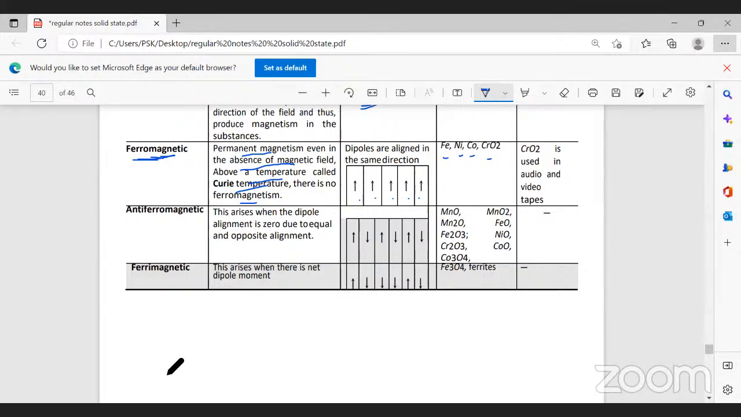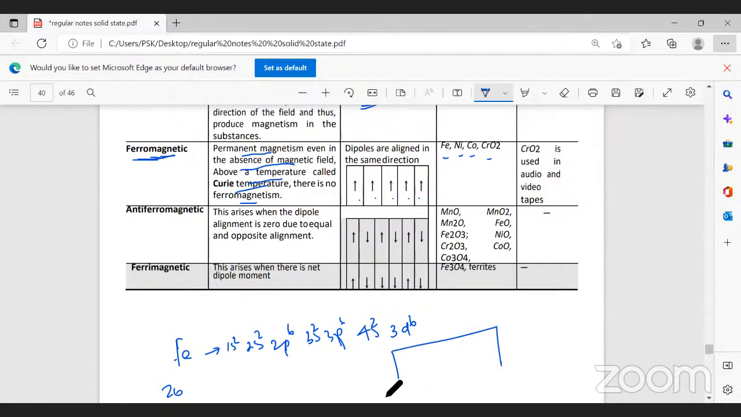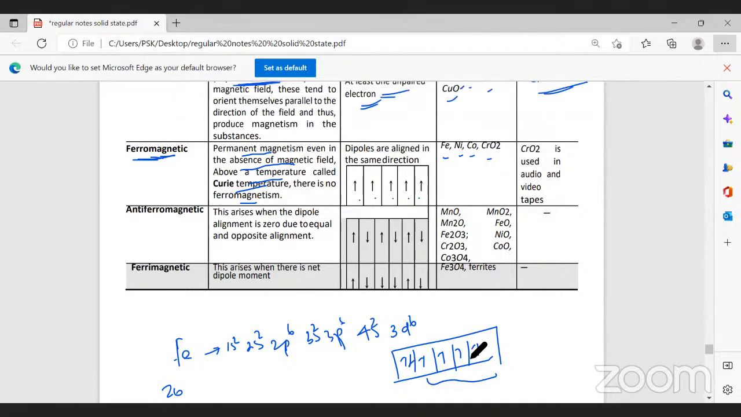For an example, if you take iron, atomic number of iron is 26. The electronic configuration of iron is 1s2, 2s2, 2p6, 3s2, 3p6, 4s2, and 3d6. Now, if I represent the d orbital for our understanding, the d subshell has 5 orbitals, 1, 2, 3, 4, 5, and 6 electrons. Now you can see there are 4 unpaired electrons. Since they have 4 unpaired electrons, this will be strongly attracted towards the magnetic field. Therefore, iron is an example for ferromagnetic species.